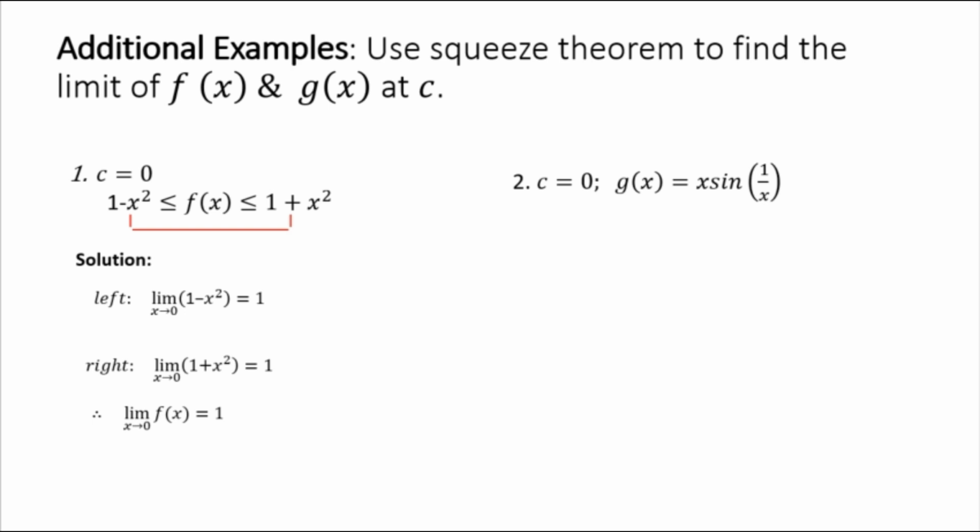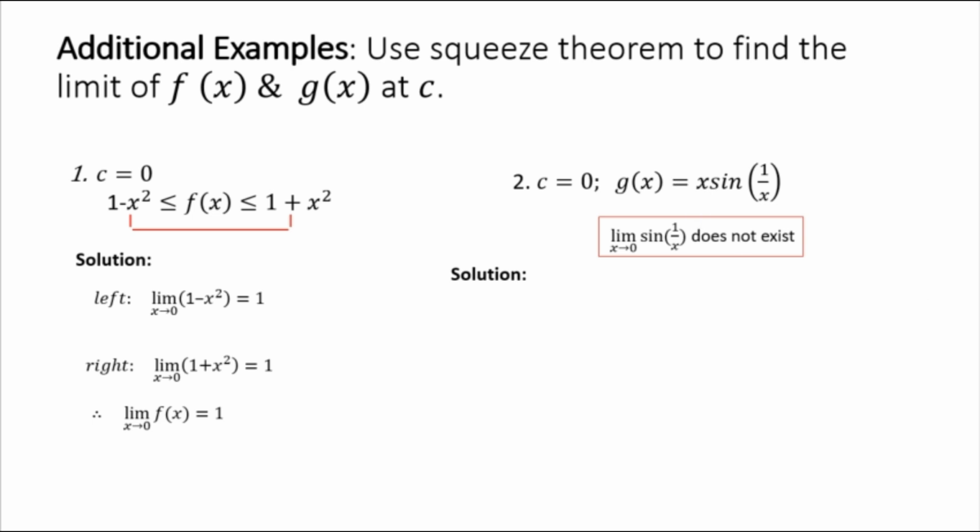At c equals 0, find the limit of g of x defined as x times sine 1 over x. Solution. Our first task is to find the sandwiching functions. We can start with the previous limit that we discussed before. It says that the limit of sine 1 over x as x approaches 0 is non-existent. So maybe we can start with that. And that happens because it oscillates. That means the function simply goes back and forth between two values.